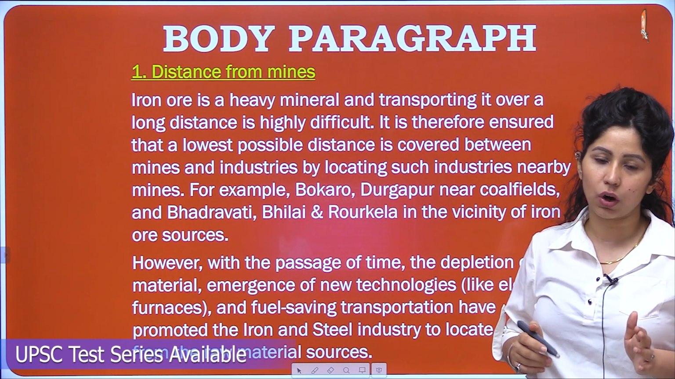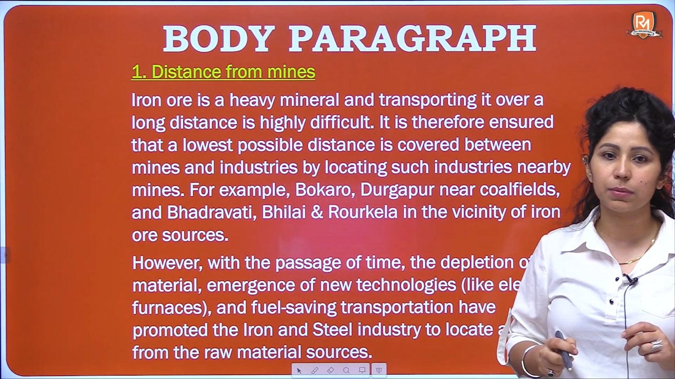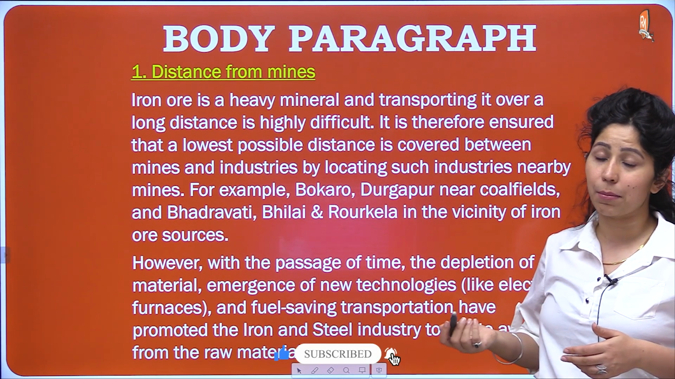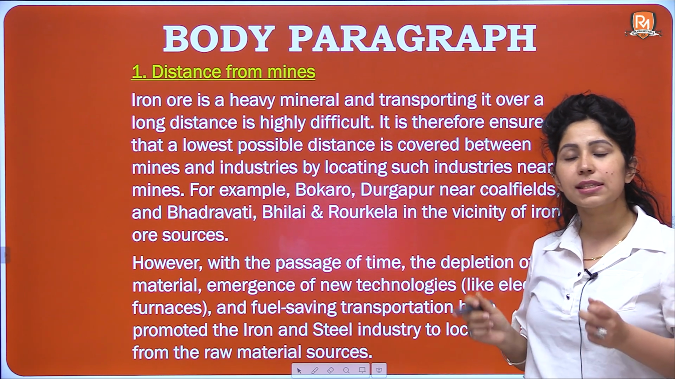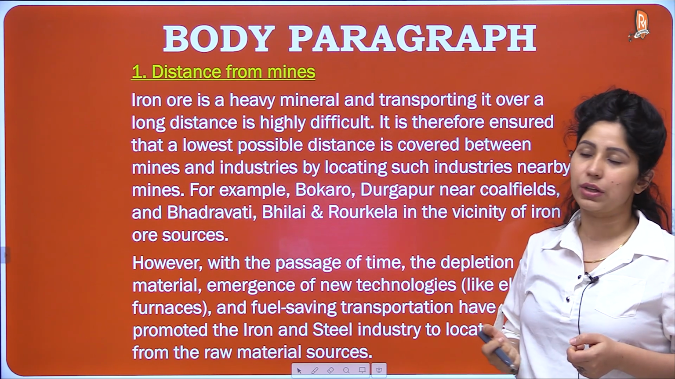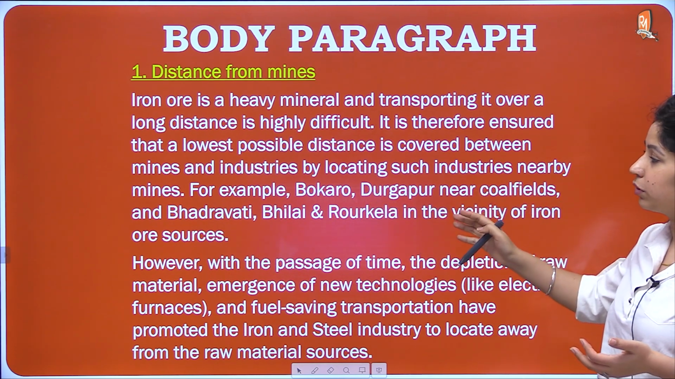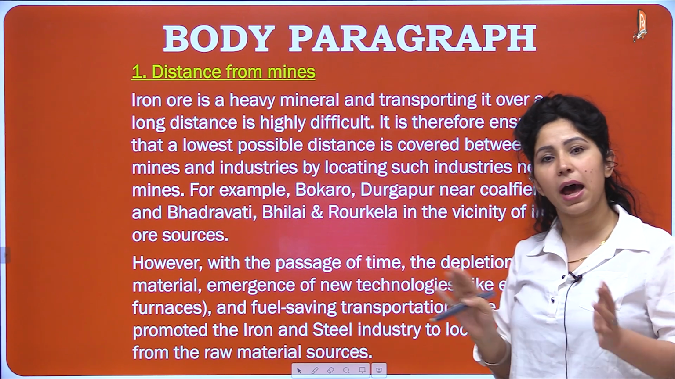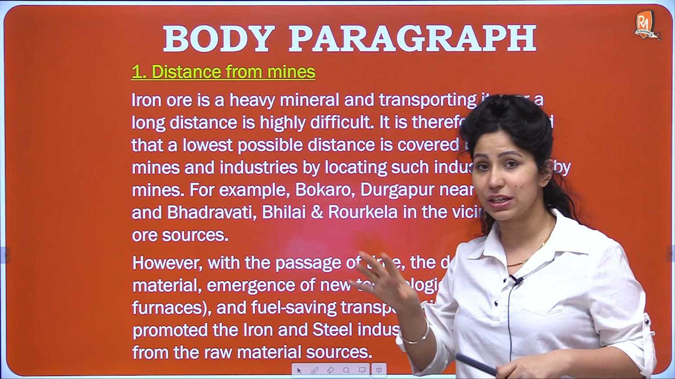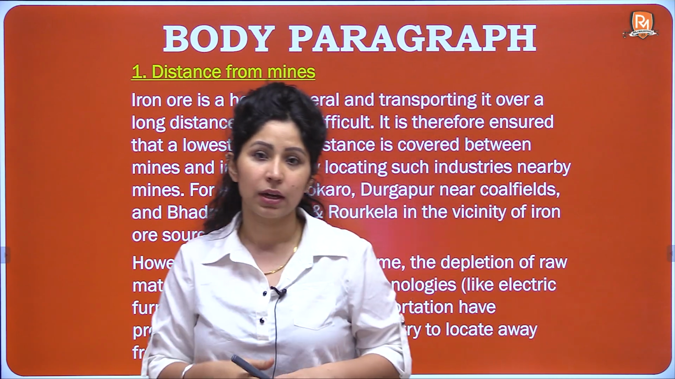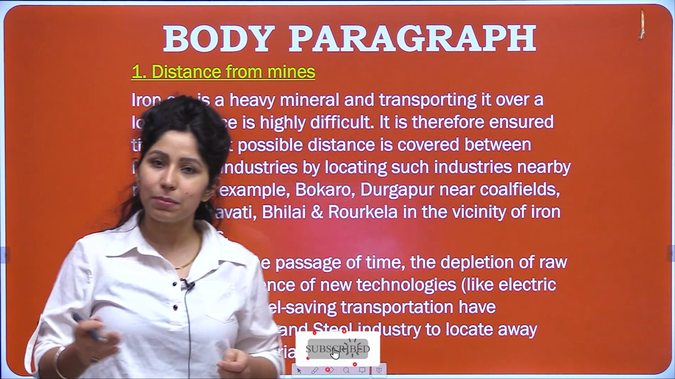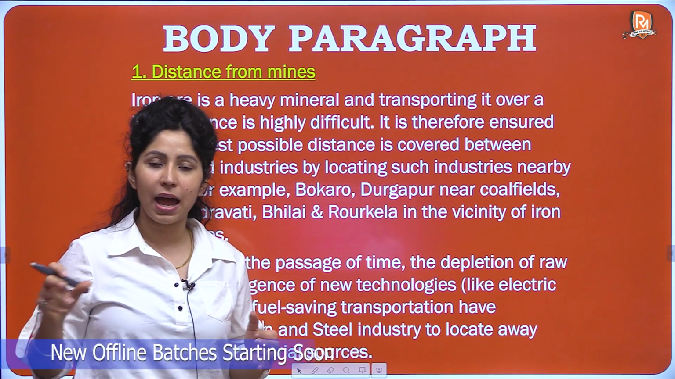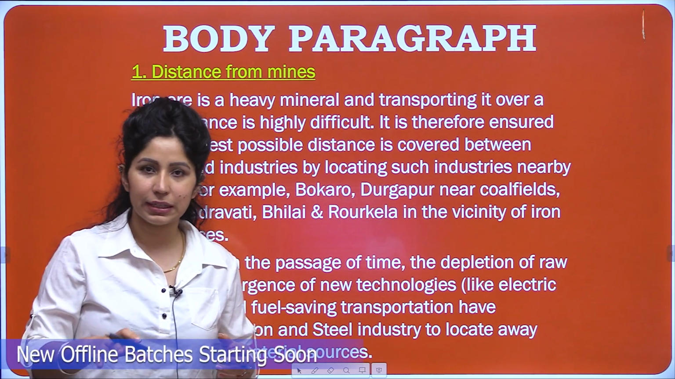So, it is therefore ensured that the lowest possible distance is covered between mines and industries by locating such industries nearby mines. For example, the industries set up in the 20th century, the industries of Bokaro, Durgapur near coalfields, Bhadravati, Bhilai, Rourkela are there in the vicinity of iron ore sources. So, mostly industries were located in the Chota Nagpur plateau because iron ores were there, coal availability was there, most of the mineral resources of India are located there. So, Chota Nagpur plateau had a density of these iron and steel industries.